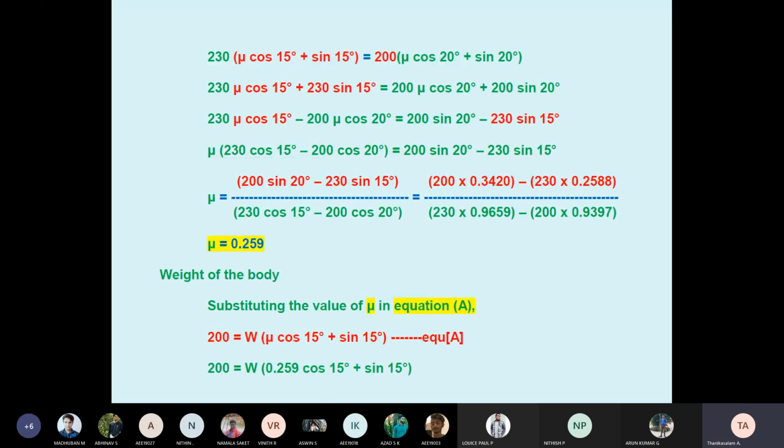So we solved today the inclined plane block sums. Two sums we solved. With that I want to conclude today's class. We will discuss a very interesting topic in the next class.